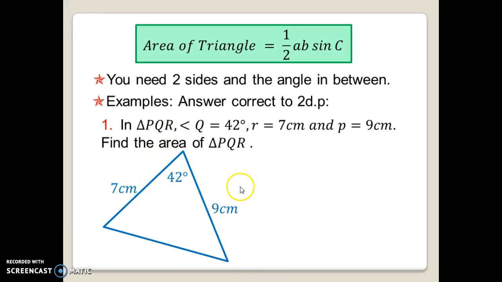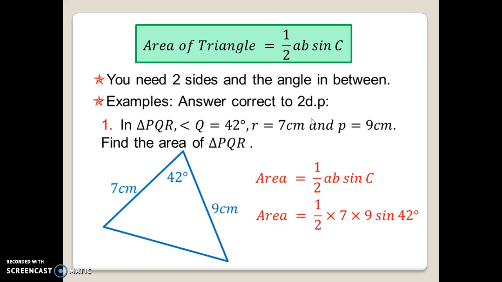So for an example, let's look at this one here. We want to find the area to two decimal places. So in the triangle PQR, I just forgot the letters, angle Q is 42 degrees, which is marked there, and we've got the sides 7 and 9. So the area, we use the formula and we substitute in. Our A and B would be our 7 and 9, and our sine of the angle between would be 42. When you type that into your calculator, you would get that.